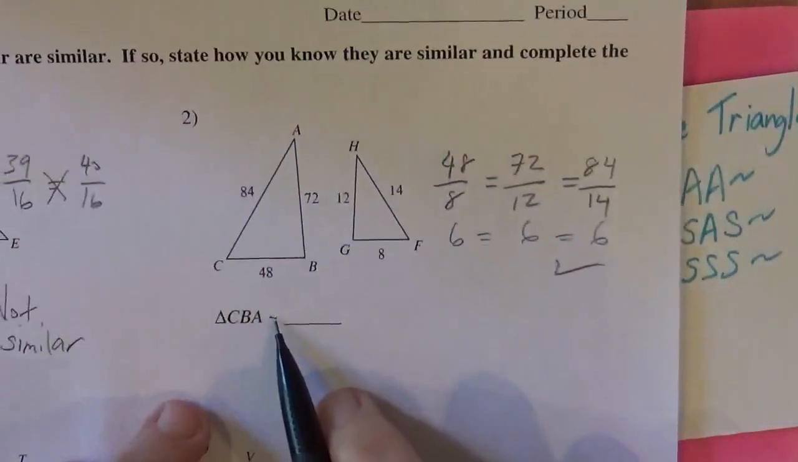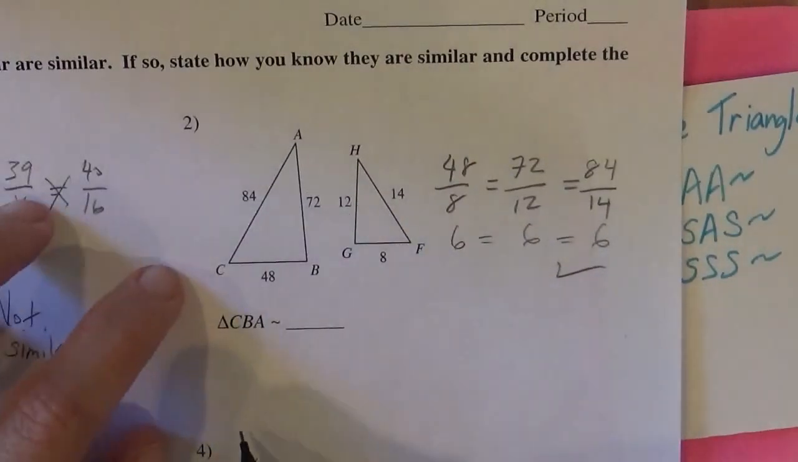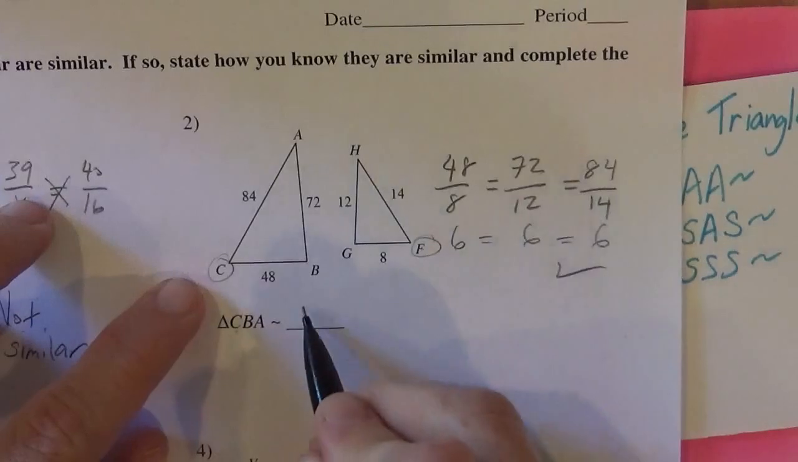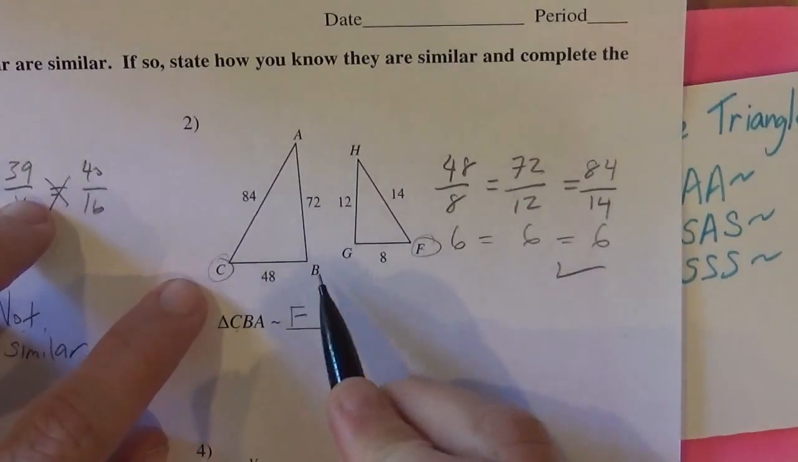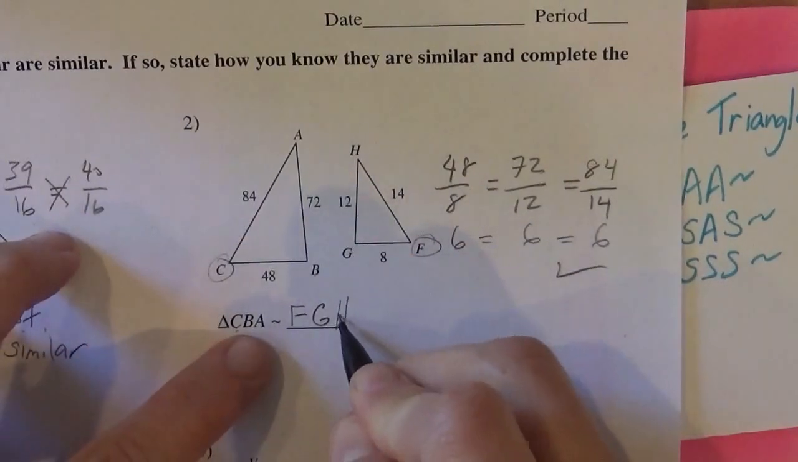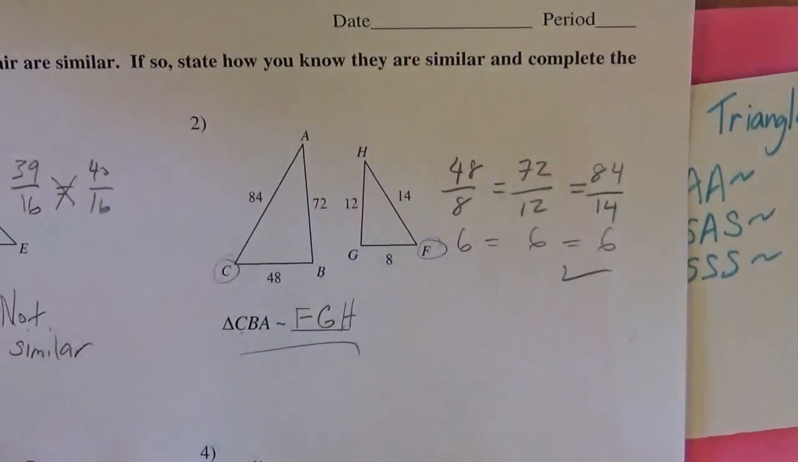So they are in fact similar, and we'll write our similarity statement. Looks like C is the same as F, and the right angle, B is G, and then A is the same as H. And so there you go.